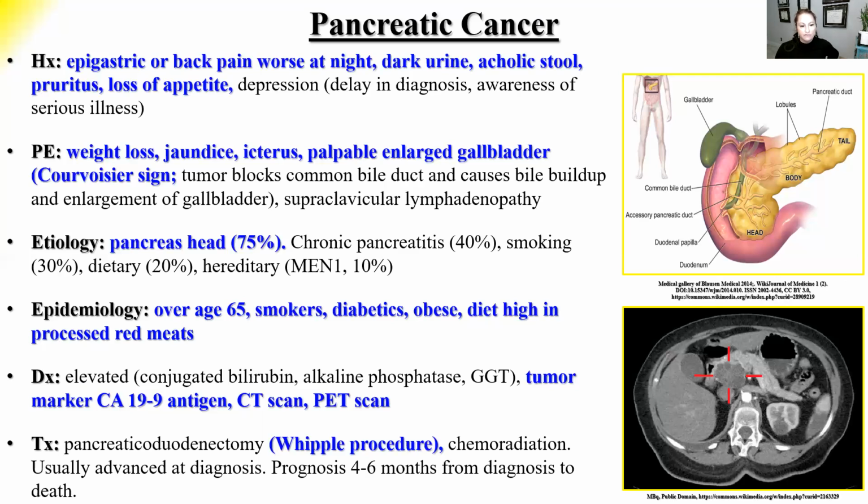CT scan is going to be definitive for this one, and then a PET scan we would do for staging. The Whipple procedure, you're going in to resect that pancreatic head and resect the tumor, and then chemoradiation for this one. Again, this is usually advanced at diagnosis. This is a very sad one. The prognosis is only about 4 to 6 months from diagnosis to death, depending on the patient as a whole person. If they're a pretty healthy person, you have a longer prognosis. If they're a smoker and drinker, you have a lower prognosis.